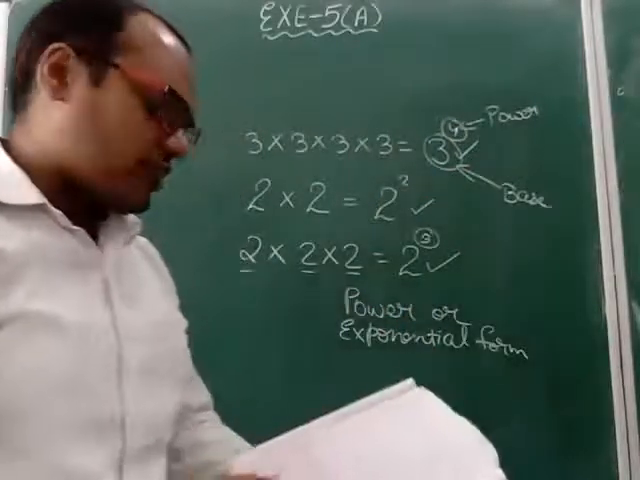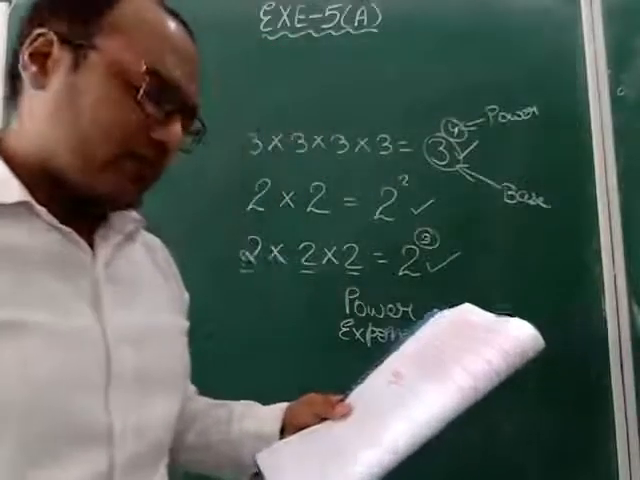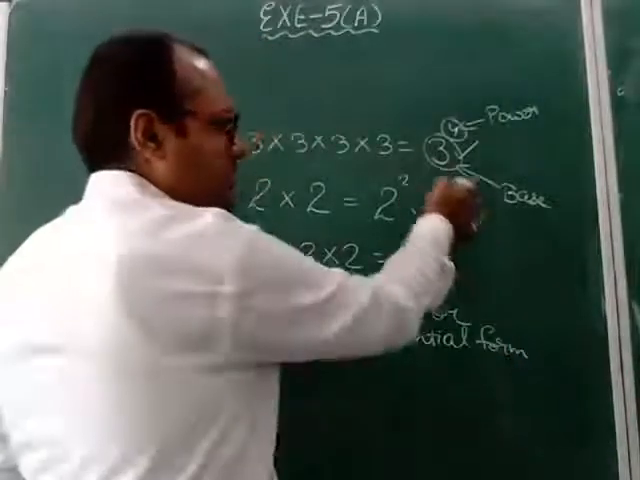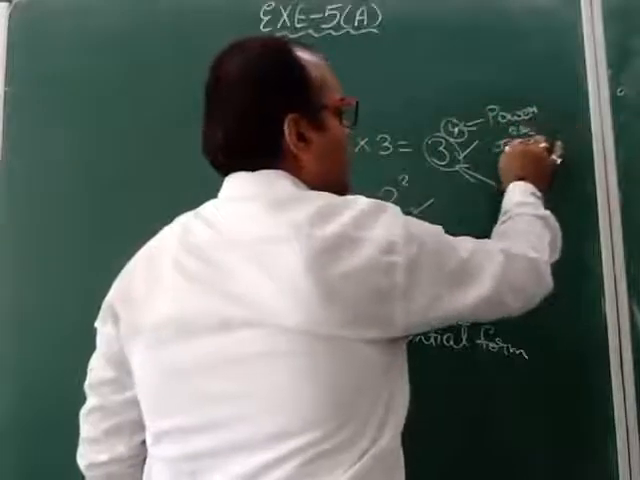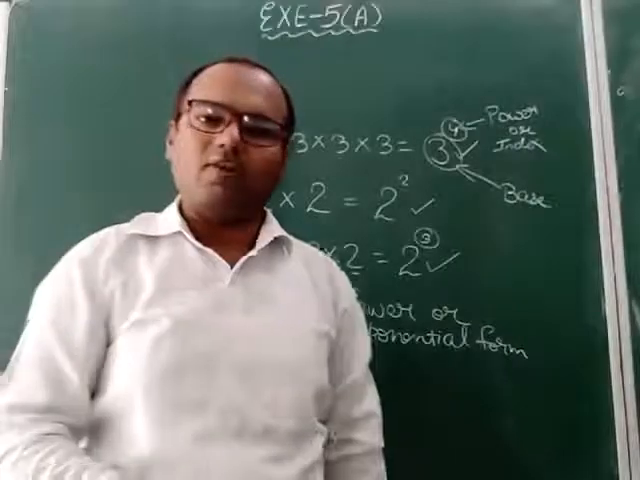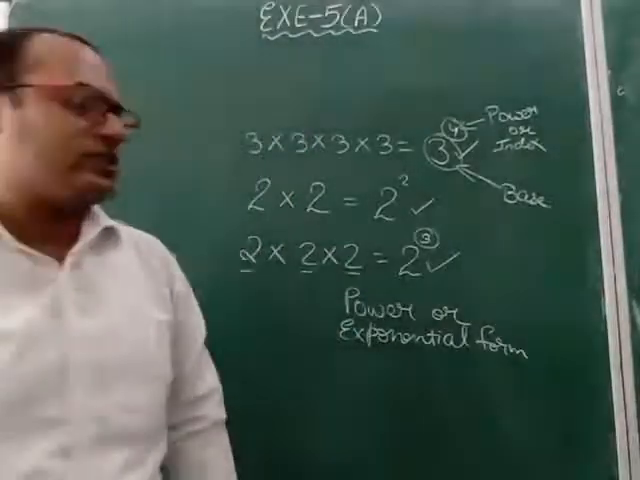Now the first question of your exercise is this only. Power forms are given and you have to write the base and index. Index means power. Anything you can write as power, and another name of this power is index. So part number first.